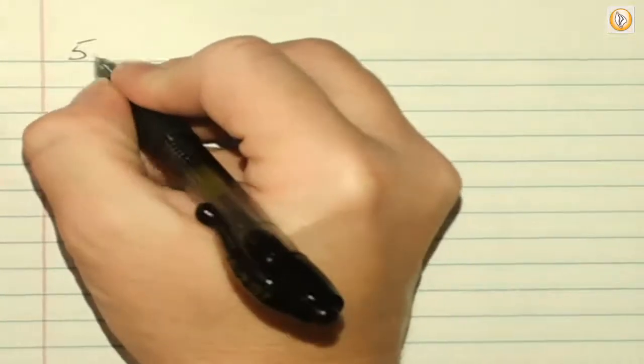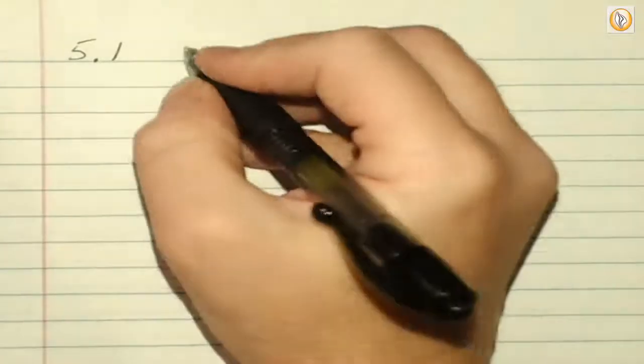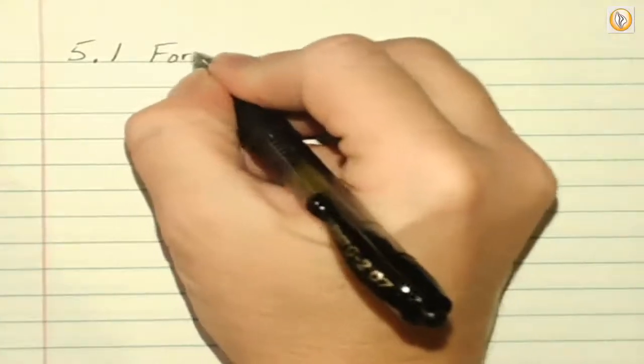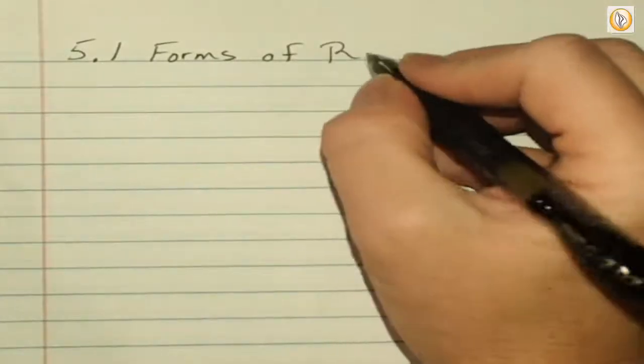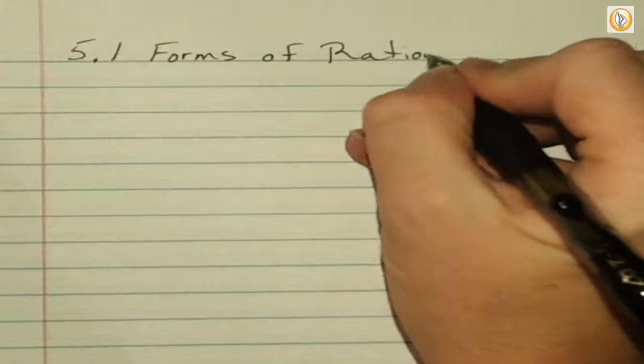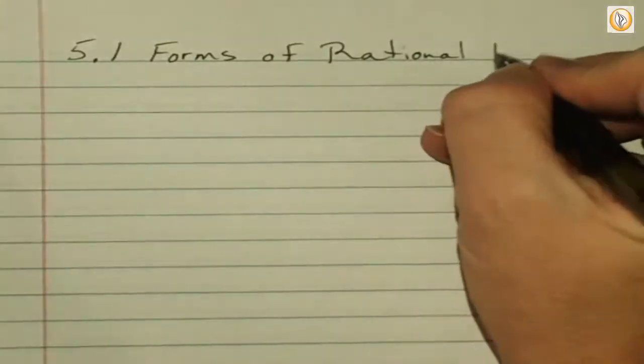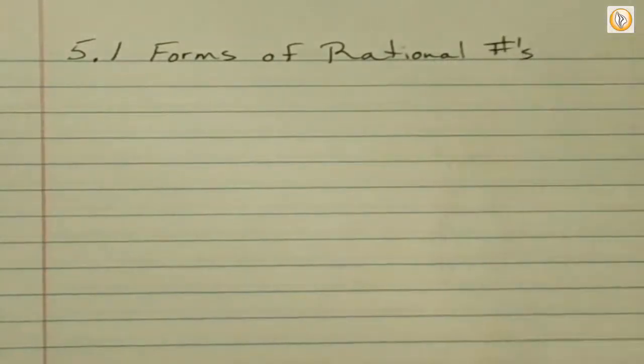All right. 5.1, forms of rational numbers. It's been so long since we've done a video. Forms of rational numbers.